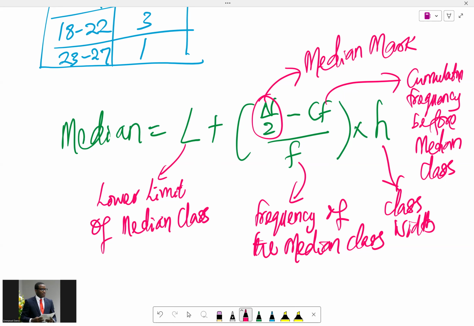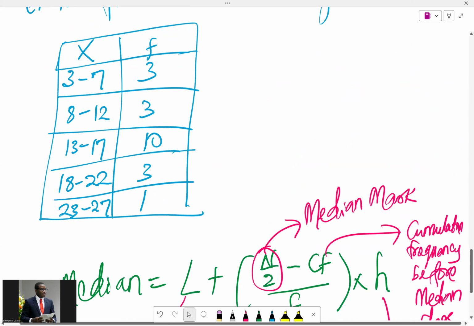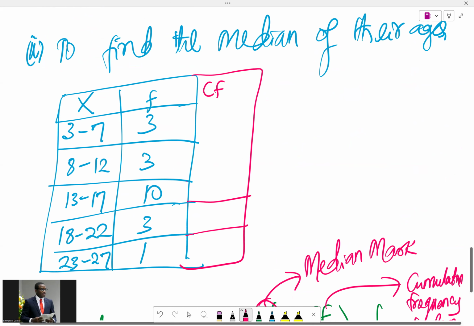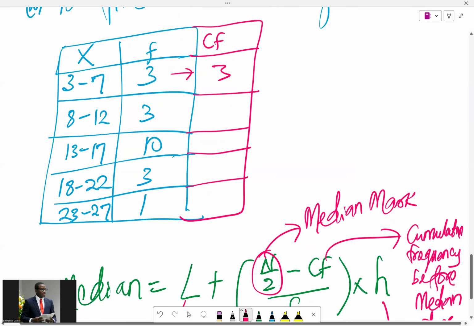So let's go and do that. It means we need the cumulative frequency now. That's the key thing here. For cumulative frequency, you have the frequency here. So 3 is 3 here. The next is 3 plus 3, which gives you 6. Then 6 plus 10, you have 16. 16 plus 3, you have 19. And 19 plus 1, you have 20. That's how the cumulative thing goes.